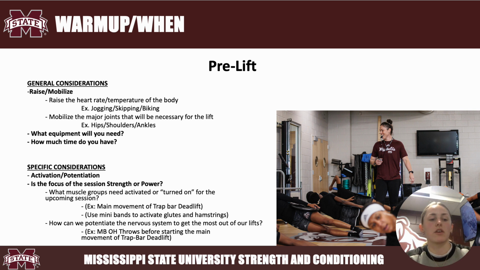And then specific considerations, so activation and potentiation. So you can ask yourself, is the focus of the session more strength? Is it power? What muscle groups need activated or turned on for the upcoming session? So say you have a trap bar deadlift, you can use mini bands to activate the glutes and hamstrings. And then how can we potentiate the nervous system to get the most out of our lifts? Example, like we said before, if you have trap bar deadlift, you can do a med ball overhead throw. You can pair a med ball chest pass with bench press. You can do max effort box jumps if you have hang clean, something that's going to mimic the upcoming task.